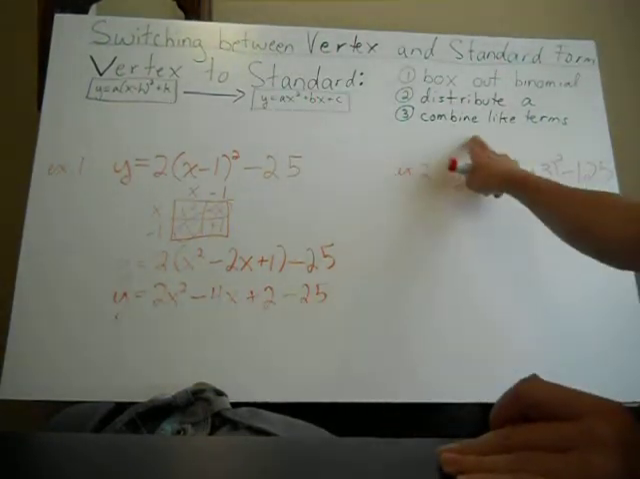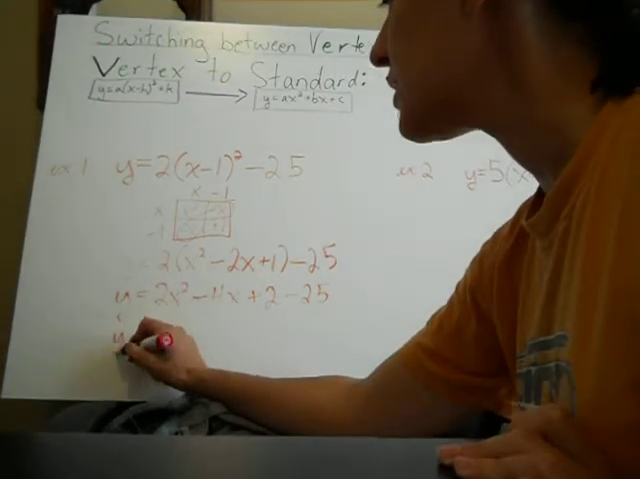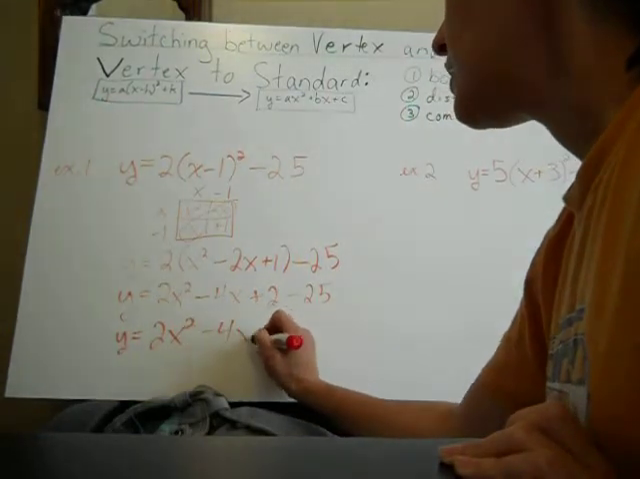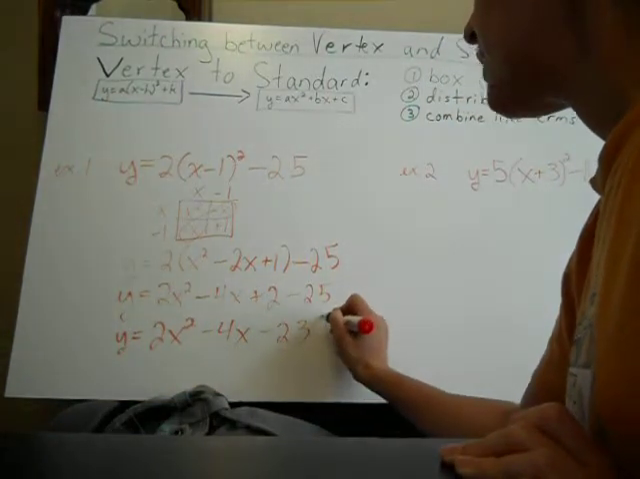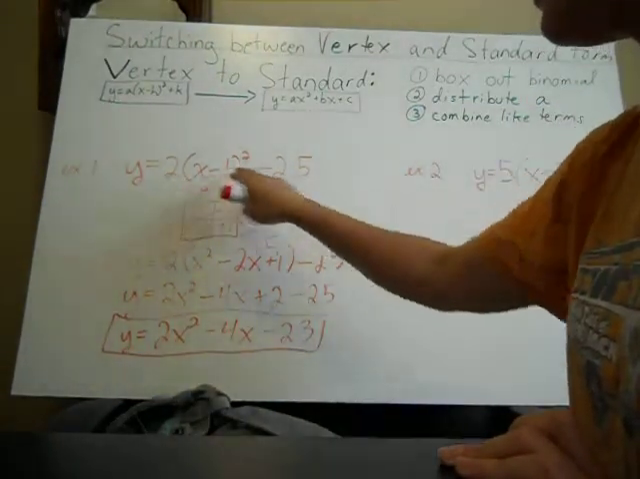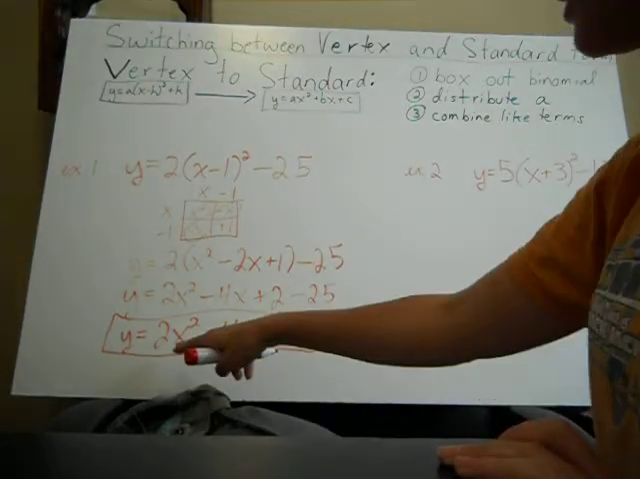And then last step, combine my like terms. At the end, you're going to have two numbers here that you just need to simplify into one number. So as you see, now this function that started off in vertex form has now been put in standard form.